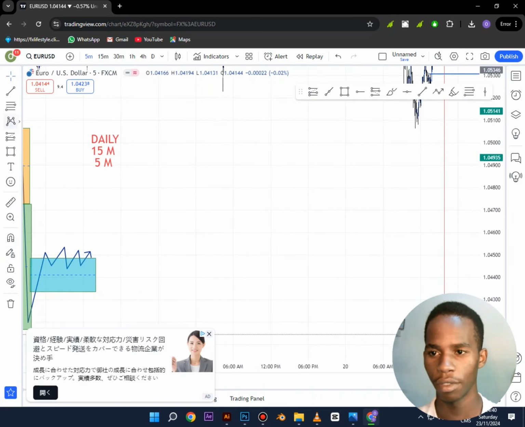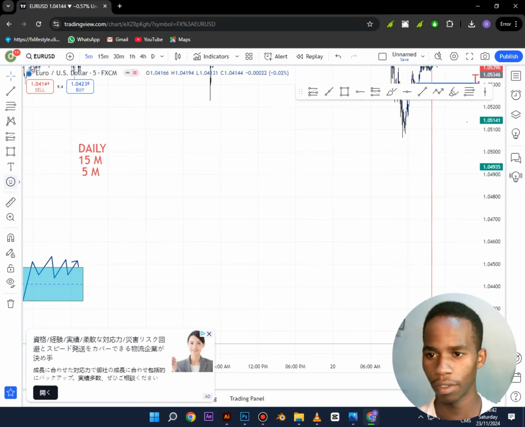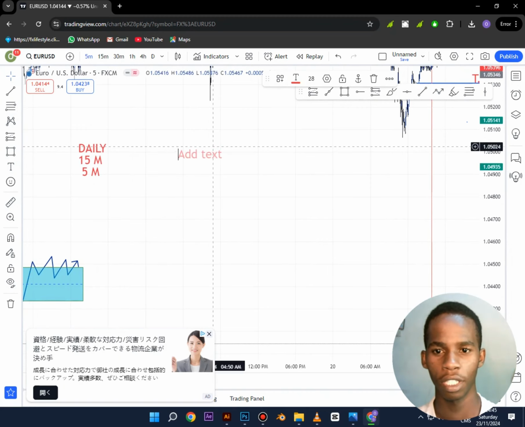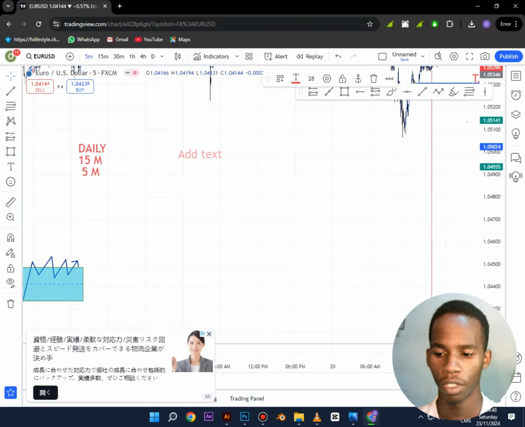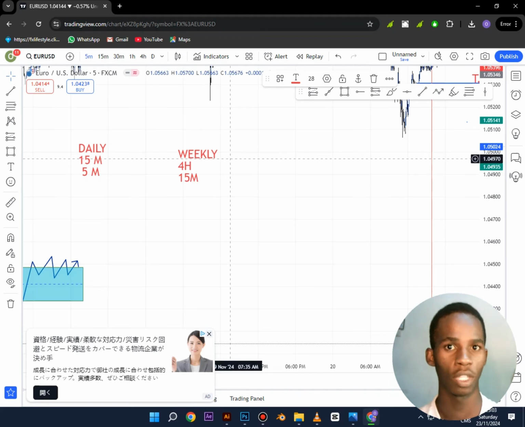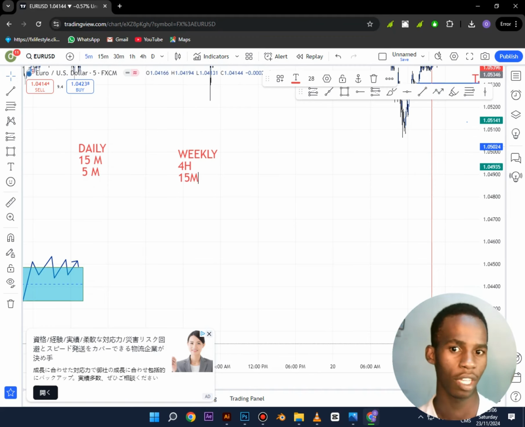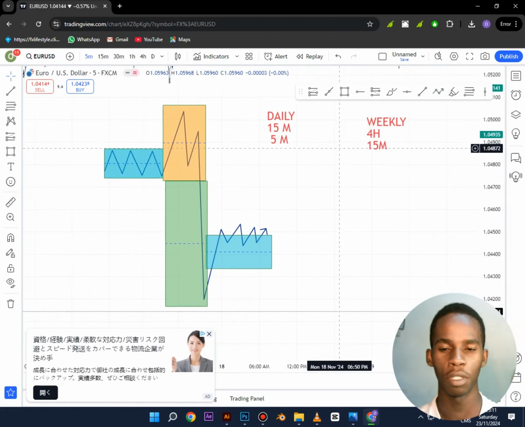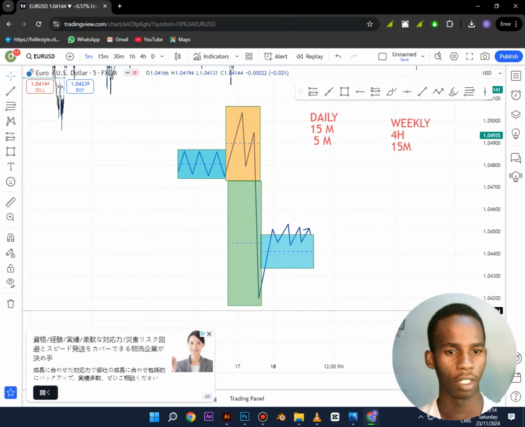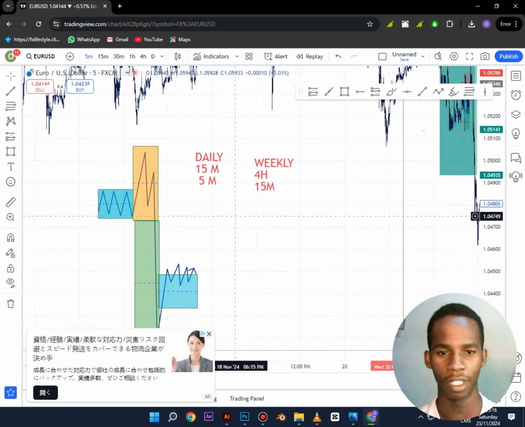And then we have the kind of trader that would hold positions. For a swing trader, you use the weekly time frame. From the weekly, we head to the 4H, and from the 4H, we head straight to the 15M. So from the weekly to the 4 hours, and then from the 4 hours to the 15 minutes. This could be your bread and butter.